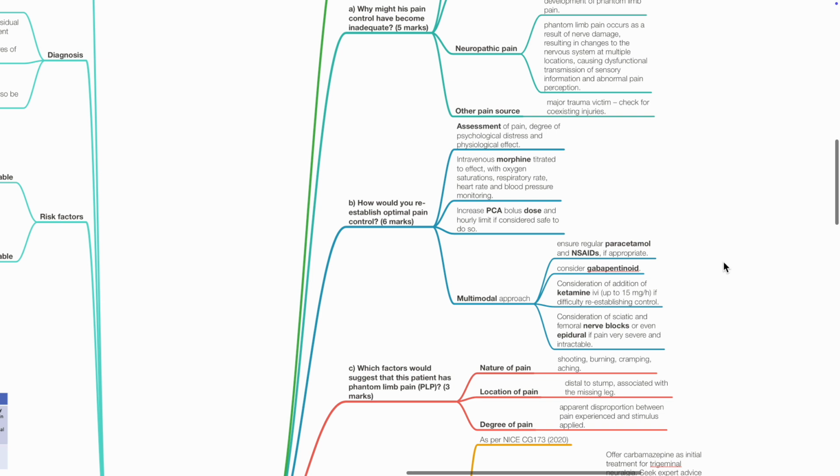Use a multimodal approach. Ensure regular paracetamol and NSAIDs if appropriate. Consider gabapentinoids. Consider IVI ketamine. Consider sciatic and femoral nerve blocks or even epidural if pain is very severe.